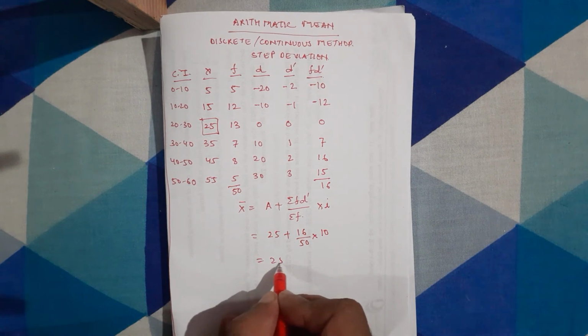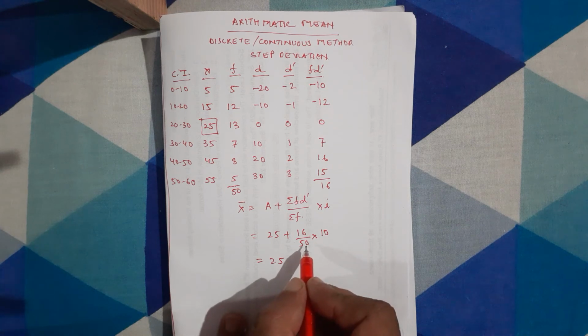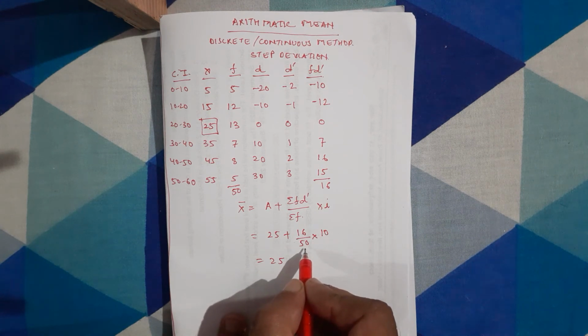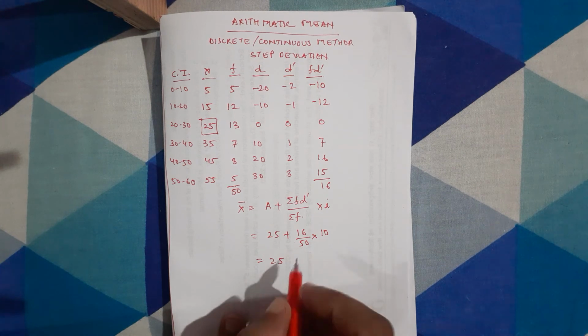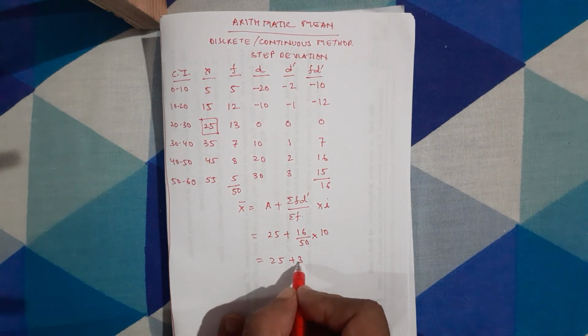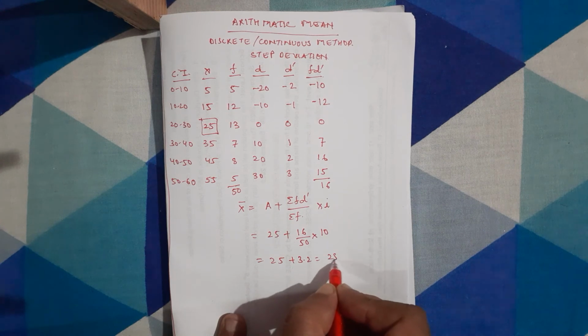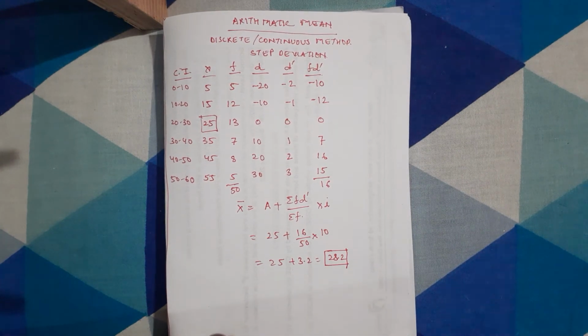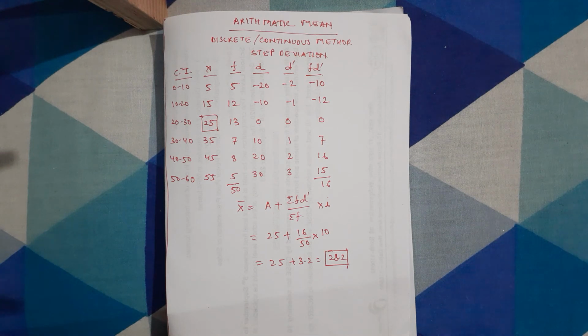So see, 25, the BODMAS rule we will apply. We can have 16 into 10, 160 upon 50. That will be 3.2. So the answer is 28.2. Remember that if the data is the same, whether you solve by the direct method, assumed mean or shortcut method, or step deviation method, the answer should be exactly the same. So these are the methods which we have dealt with.